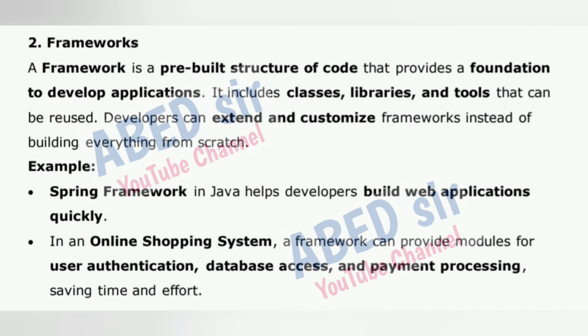2. Frameworks. A framework is a pre-built structure of code that provides a foundation to develop applications. It includes classes, libraries, and tools that can be reused. Developers can extend and customize frameworks instead of building everything from scratch. Example: Spring Framework in Java helps developers build web applications quickly. In an online shopping system, a framework can provide modules for user authentication, database access, and payment processing, saving time and effort.